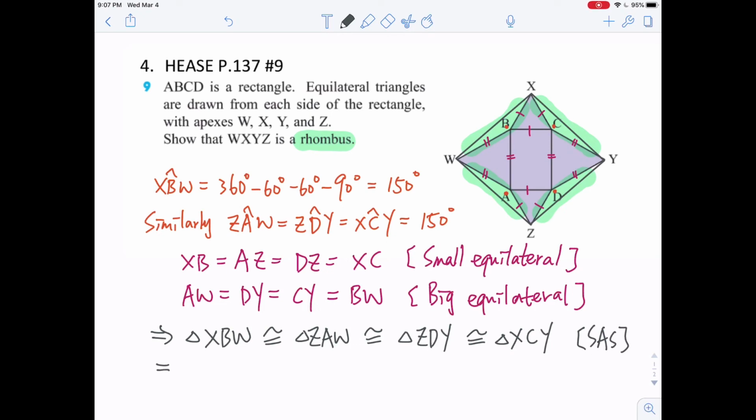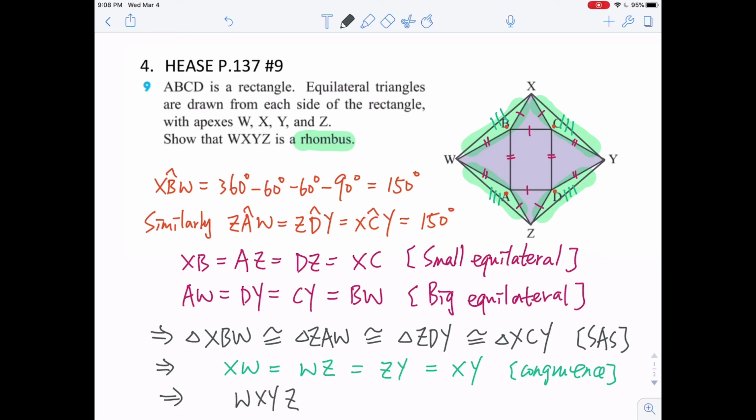That's why you can finally say that XW is equal to WZ is equal to ZY is equal to XY, because of the congruence. So basically what we're saying is that these four sides are now all the same. And finally, we can conclude that WXYZ is a rhombus.